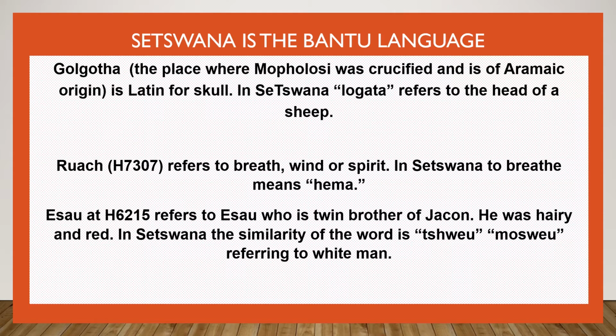In Setswana, there is a similarity with the word tsweu, mosweu. It refers to the white man, and Esau is indeed the white man. If you just go into Google and put in red and a hairy garment, you'll be able to see pictures of red-white persons who are hairy and red at the same time. They're actually white people.